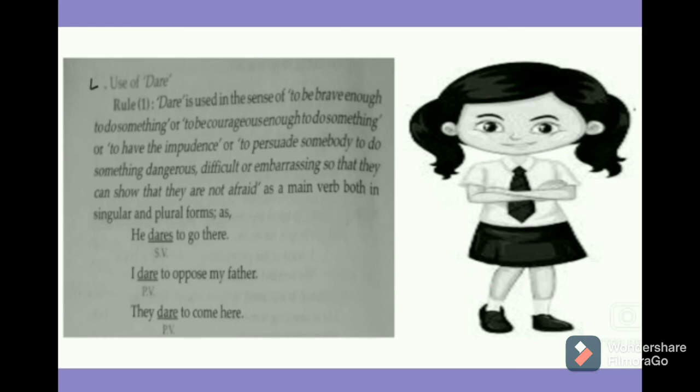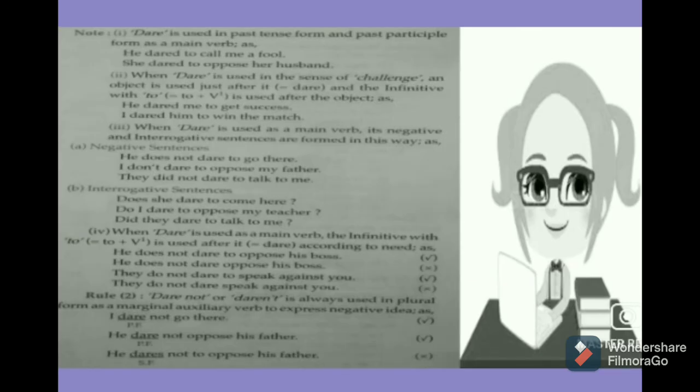He dares to go there. I dare to oppose my father. They dare to come here. So children, dare is also used as a main verb. Children, dare is also used in past tense form and past participle form as a main verb. Let's see the examples.